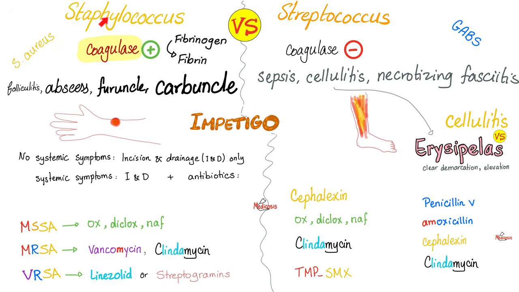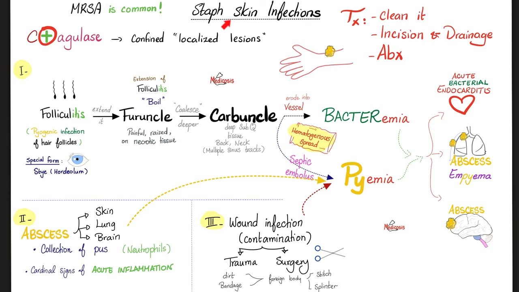How do we treat Staph? Ox, clox, diclox, and naf. Give naf for Staph. So for Staph, ox, clox, diclox, and naf. Oxacillin, cloxacillin, dicloxacillin, nafacillin. Staphylococcal skin infections. Staph is coagulase positive, therefore I'm going to convert fibrinogen to fibrin, therefore I'm going to be confined and localized in a certain area. The kid swimming in a hot tub: folliculitis.